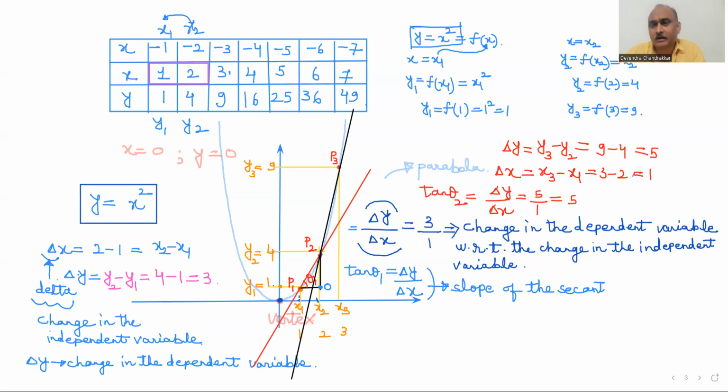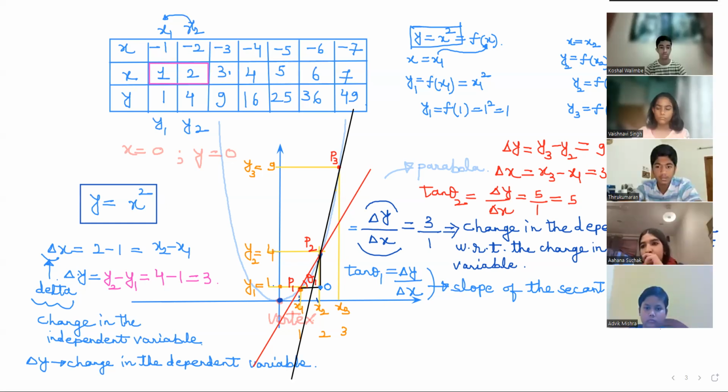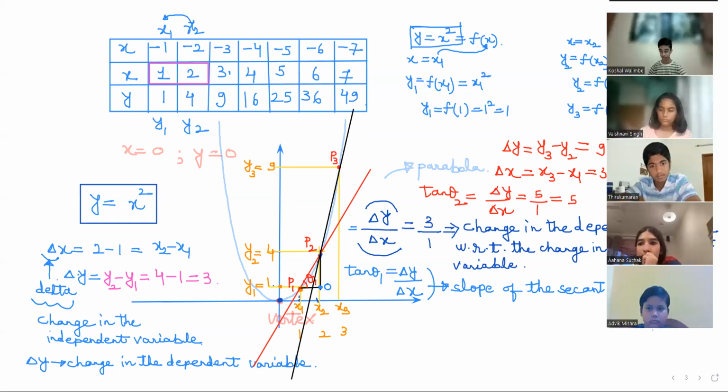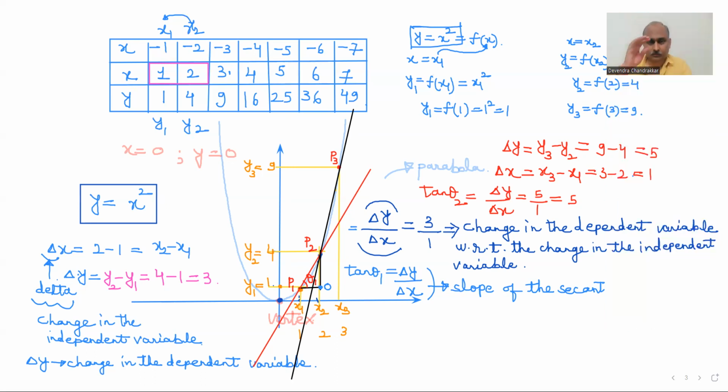All of you. Harini, Tirukumaran, Kaushal. Understood or not? Yes, sir. Soumya, Thakkar, Vaishnavi, Ahana, Advik. Shabash. Shabash.